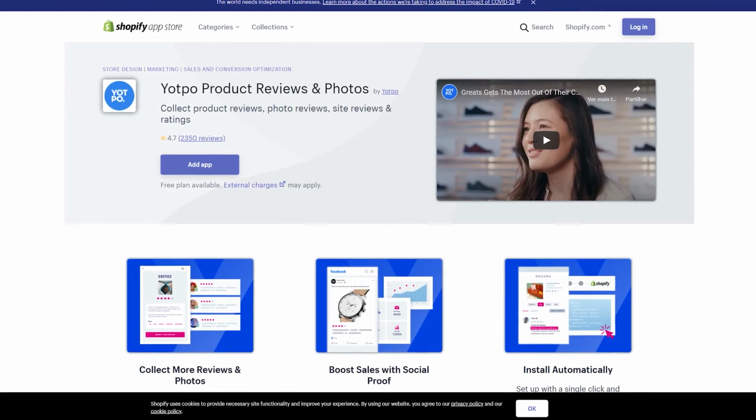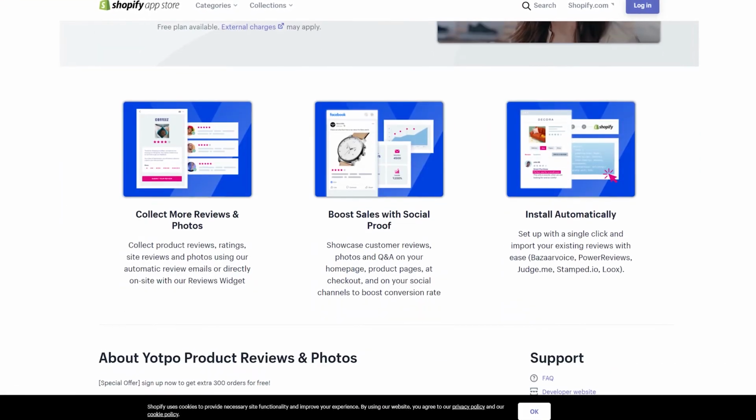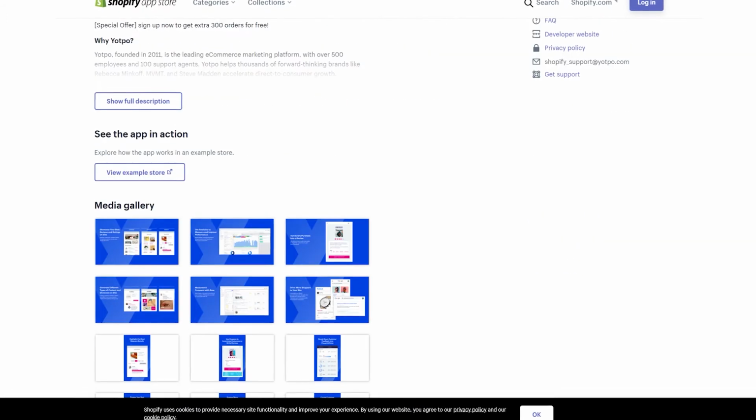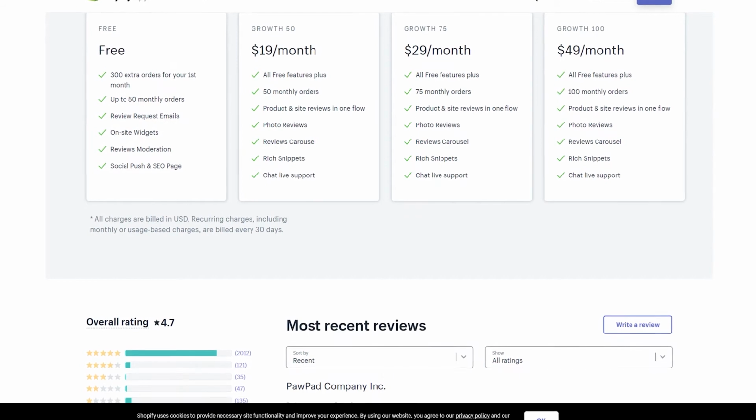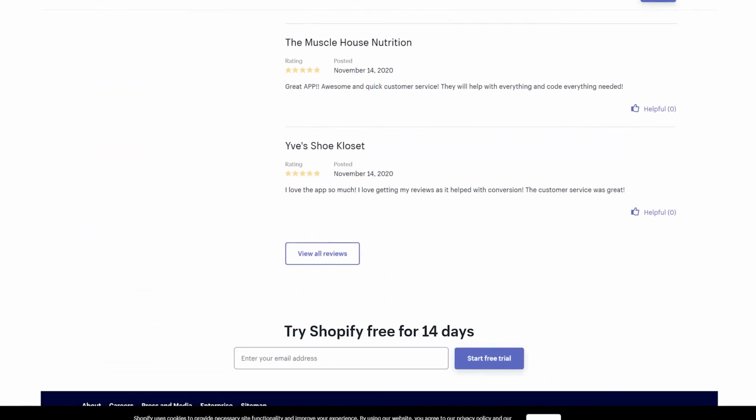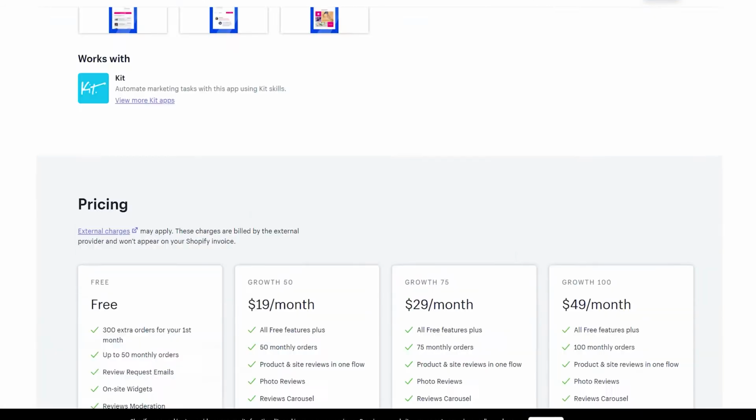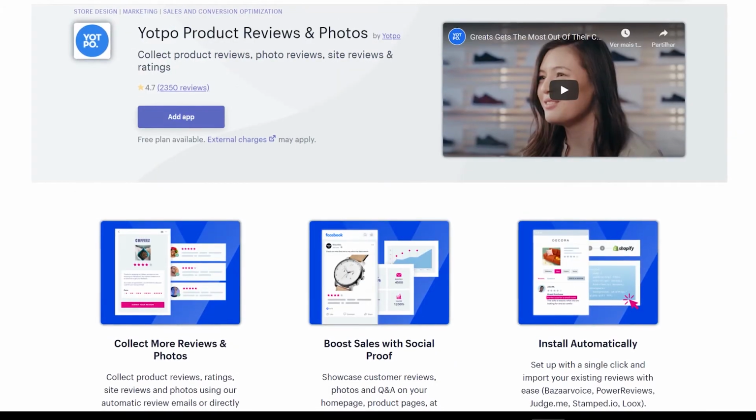Yotpo. Aside from being a fantastic product review app that offers a lot of versatility, Yotpo is also an official Shopify Plus technology partner and has even helped the fast-growing Shopify stores increase sales with customer content. So, you know, it's not bad.